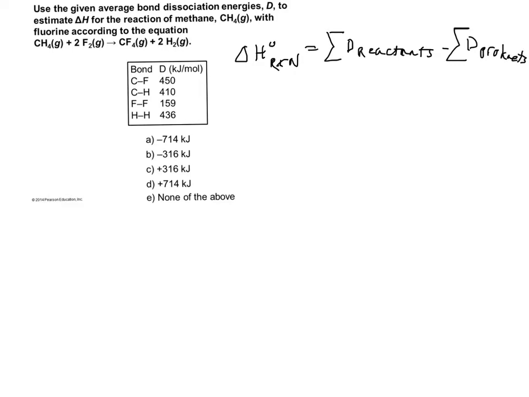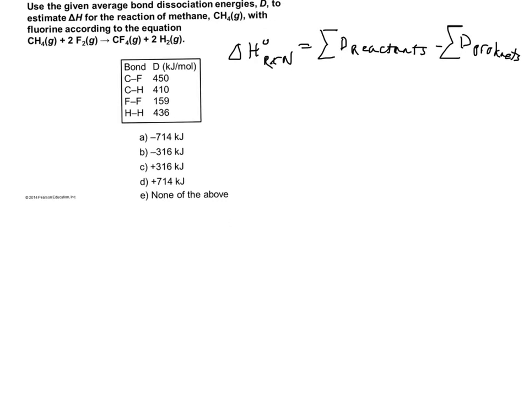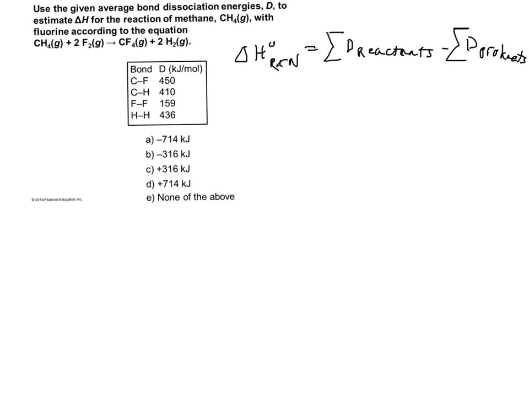We don't have to go running for a chart since they were nice enough to give them to us here. What we do need to do is draw a couple Lewis structures to help us with this task. I'm going to draw the entire reaction as a Lewis structure. I have methane reacting with two fluorines, and I'm leaving out my lone pairs of electrons since we're wanting to focus on the bonds.